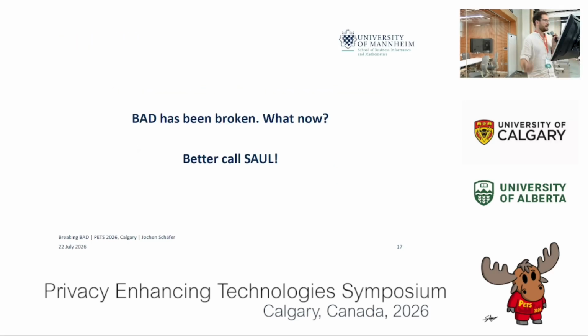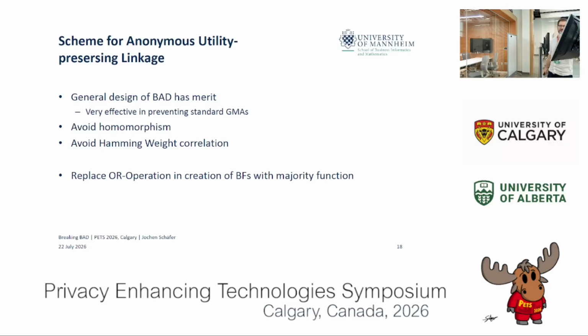So now that this has been broken, what do we actually do? Well, we call SAUL. SAUL is the scheme for anonymous utility preserving linkage, another acronym that I spent way too much time on coming up with. The idea that I had here was that the general design of the Bloom filters with diffusion has merit. It is very good at preventing these standard graph matching attacks. So all we have to do is avoid this homomorphism and avoid the correlation of the Hamming weight of the encoding with the length of the plaintext.